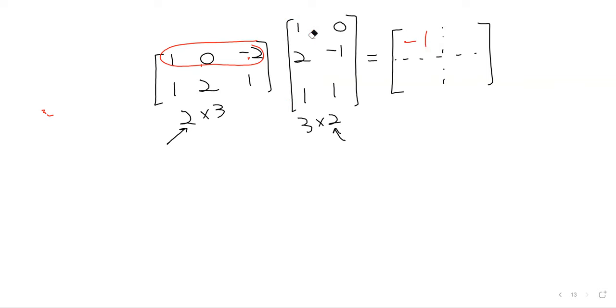So the first matrix is giving us rows, the second matrix columns. So for the first row, second column entry here, we'll use the first row of the first matrix, the second column of the second matrix. And we'll get 1 times 0 is 0, 0 times -1 is 0, -2 times 1 is -2, add them up. 0 and 0 and -2 is -2.